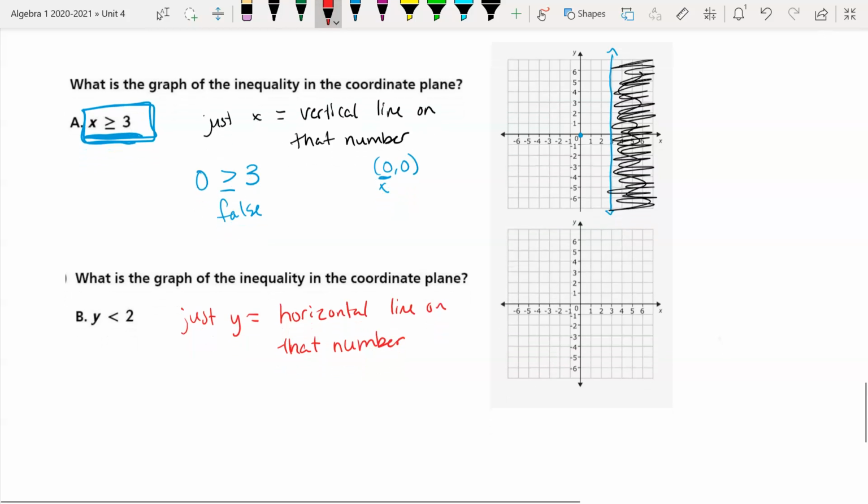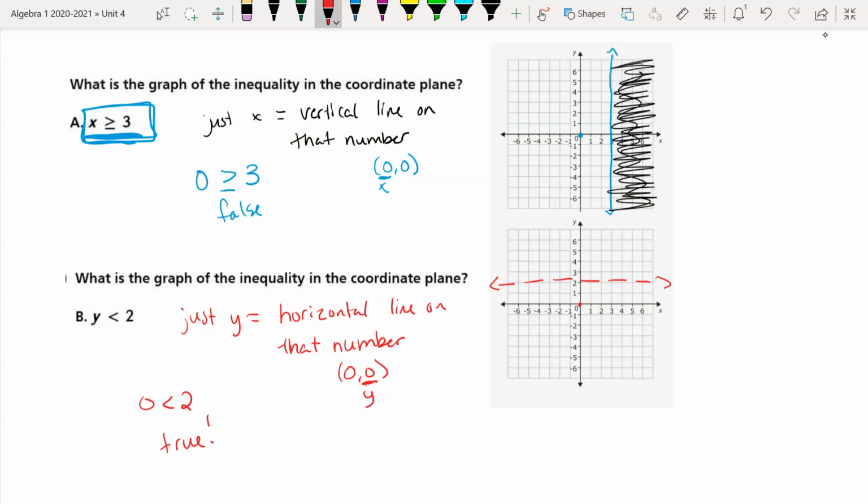So that's that one. Y is less than 2, like I said, is a horizontal line on that number. Less than 2, I could use a test point. But notice this time I'm only going to plug in the y. So is 0 less than 2? Well, that's a true statement, so I want to shade where that point is. So that's everything below the line. You think about it, less than 2 probably means I'm going to go down, right? So that's how you would graph those special equations.